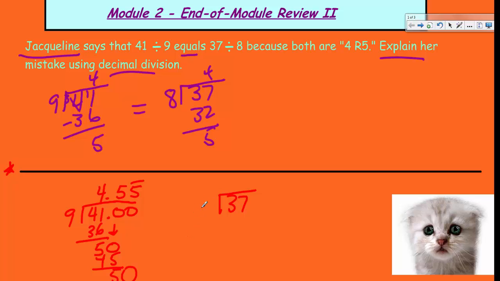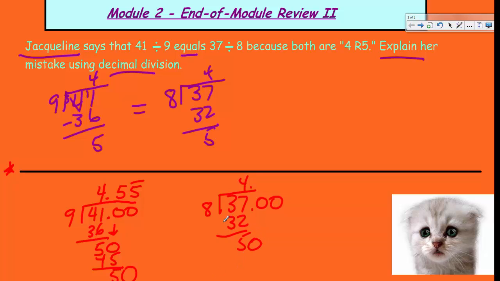Okay, and we're going to divide that by 8 here. Definitely. Now, we need to put the decimal in, just like we did before. 8 goes into 37 4 times. That's 32. We take away. We end up with 5. We bring down the 0.